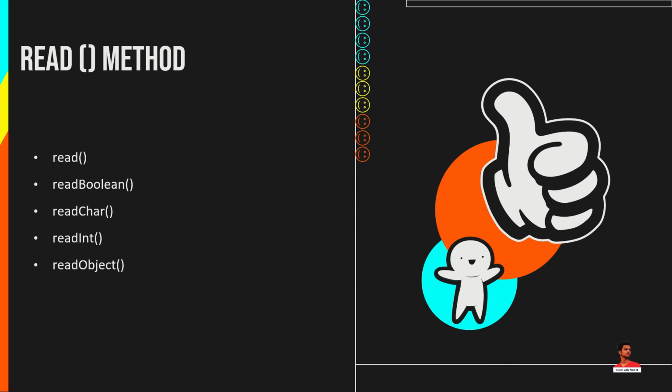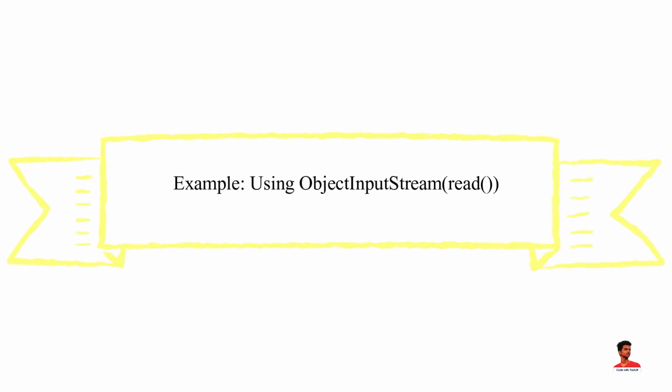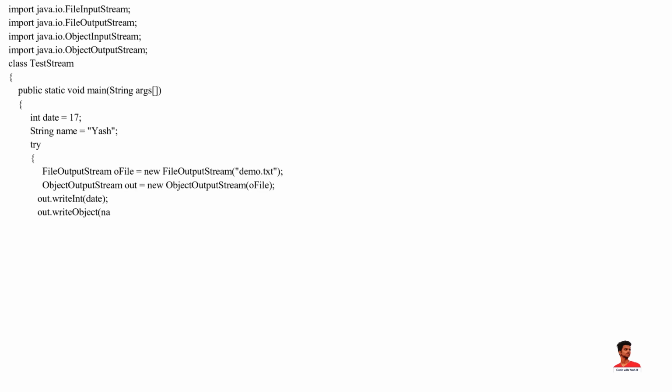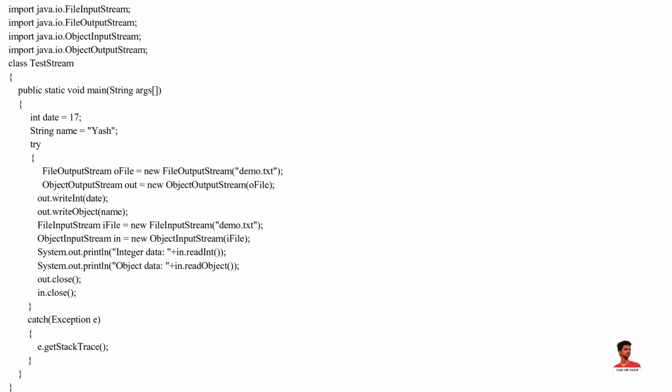Let's see how we can use the object input stream class to read objects written by the object output stream class. In this example, we have used the readInt and readObject method to read integer data and object data from the file. Here, we have used object output stream to write data to the file. We then read the data from the file using the object input stream.